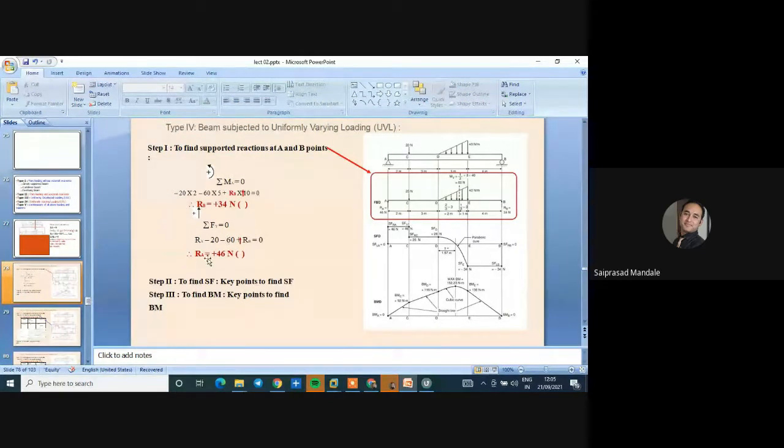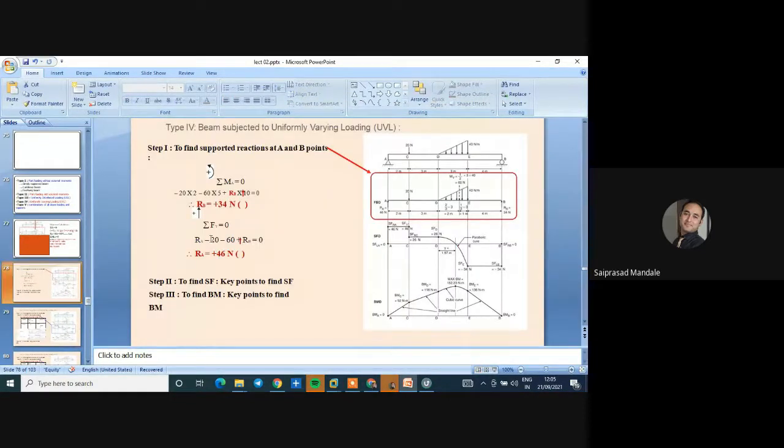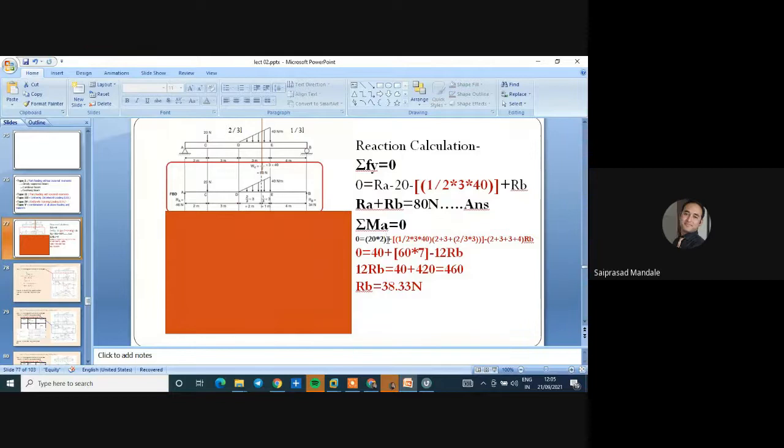So this is RA, 20 into 2. Compare our equations. 20 into 2 is right. Then 60 into 5, 60 into 5. 20 into 2 is the correct one. 60 means it is 60 into 7.